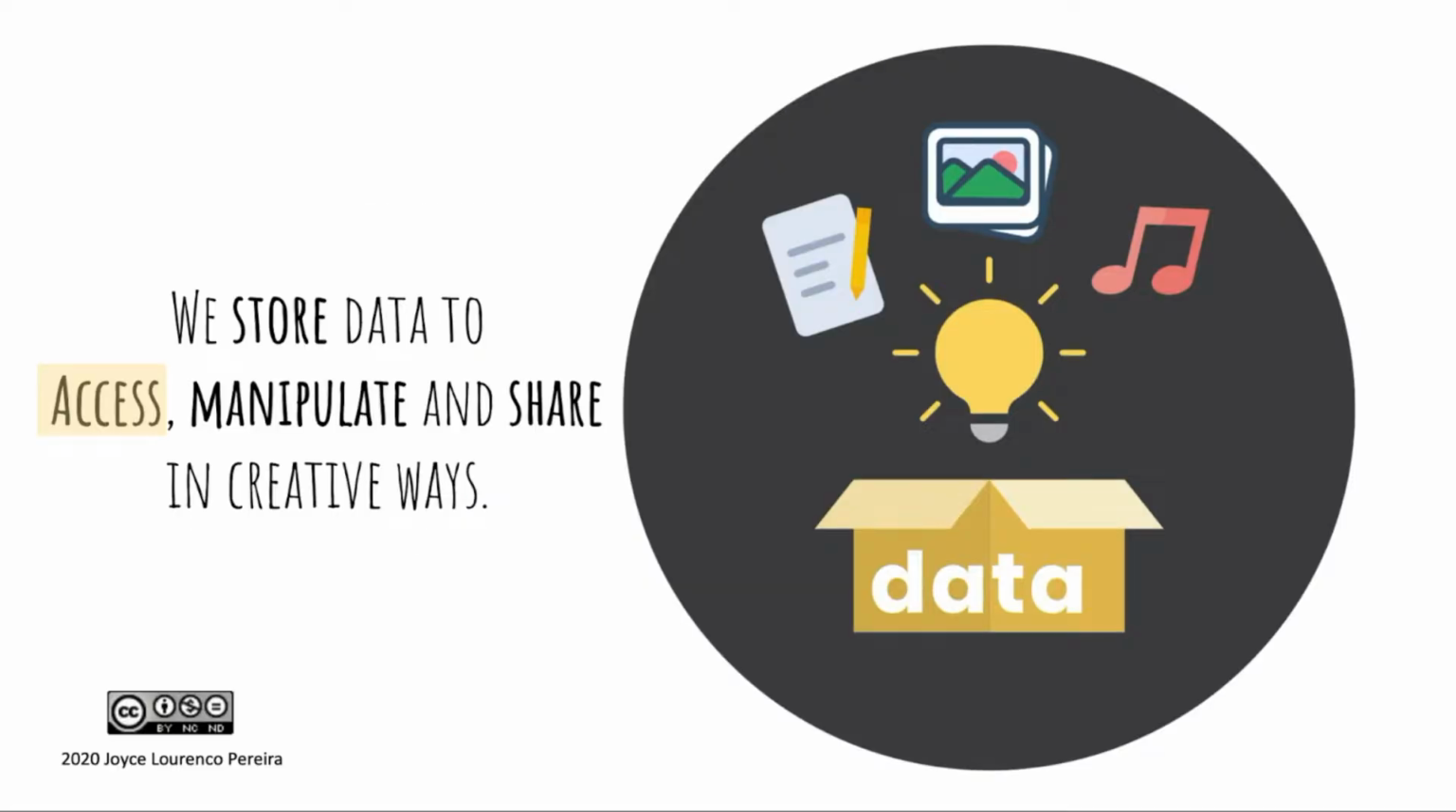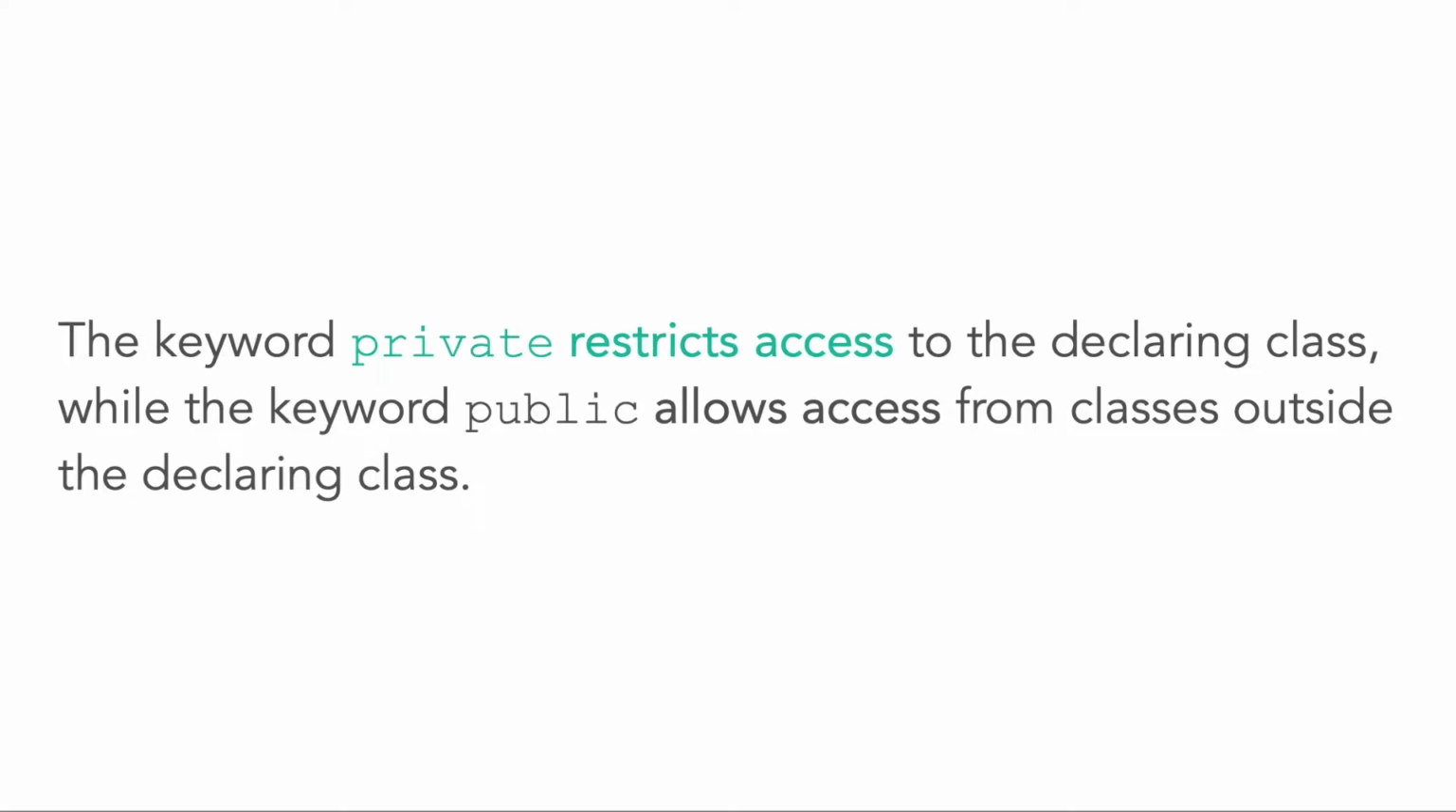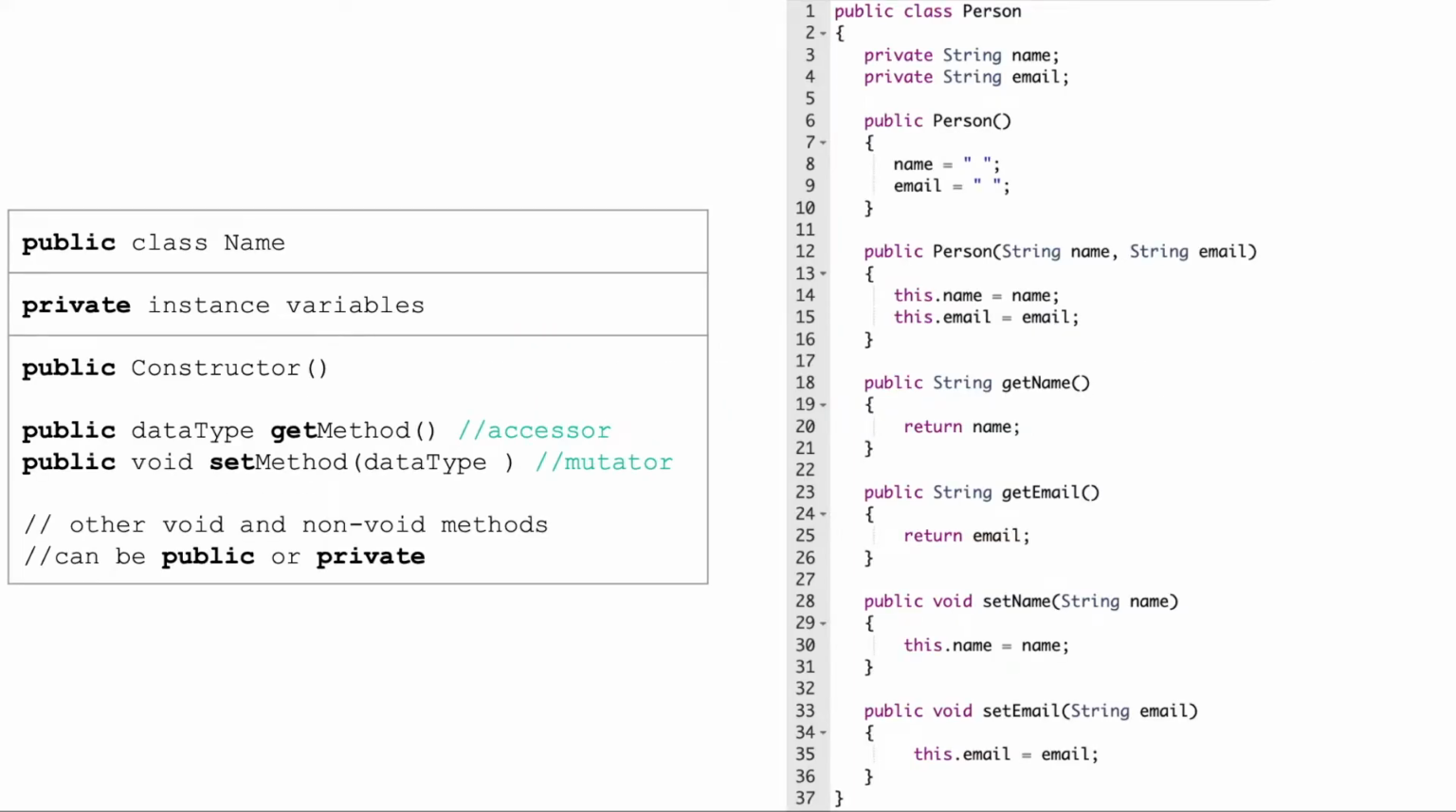The keywords public and private give programmers the opportunity to provide access or not to certain components in their code. The keywords public and private affect the access of classes, data, constructors, and methods. The keyword private restricts access to the declaring class, while the keyword public allows access from classes outside the declaring class. Let's look at how to construct the anatomy of a class using the UML diagram.